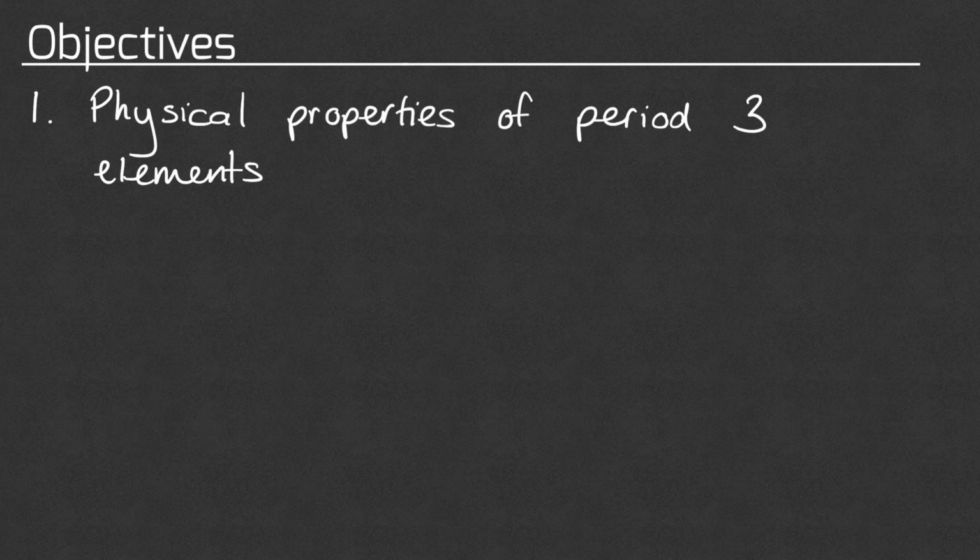In this video, we're going to look at the physical properties of the period 3 elements. So we're going to classify the elements on the periodic table. We're going to look at the trends in the atomic radii, the melting points, and the first ionisation energies. And we're going to link this to the structure and bonding of all the period 3 elements.